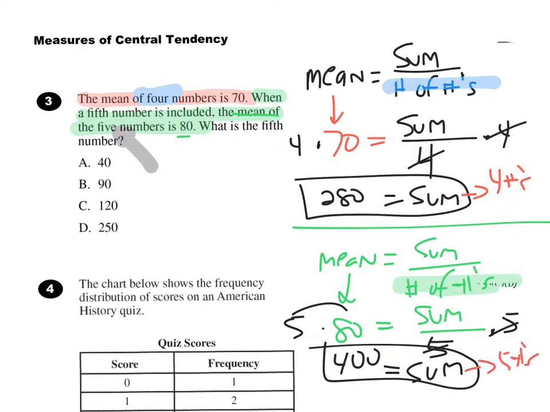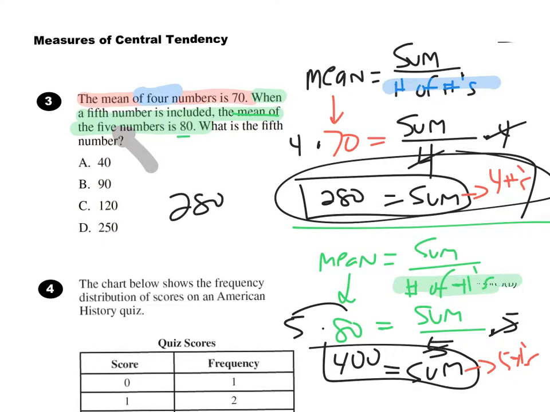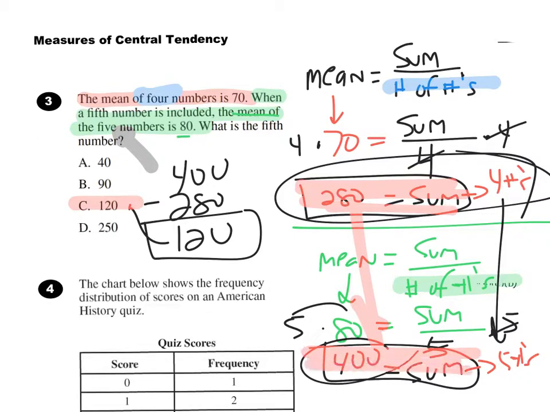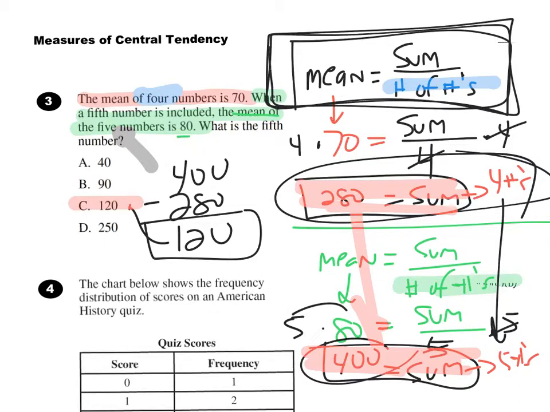So I know if I add up the first 4 numbers, I get 280. When I add the 5th number, the sum jumps up to 400, which means here that 5th number has to be 120, because that'll make the sum go from 280 up to 400. So this is a convenient formula that you want to know when you deal with average questions. The mean is equal to the sum divided by the number of numbers.